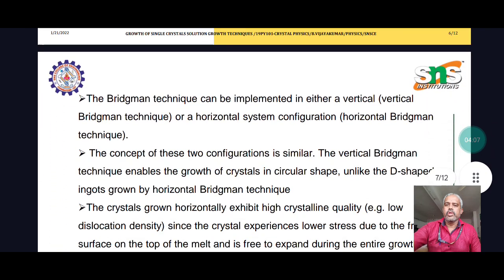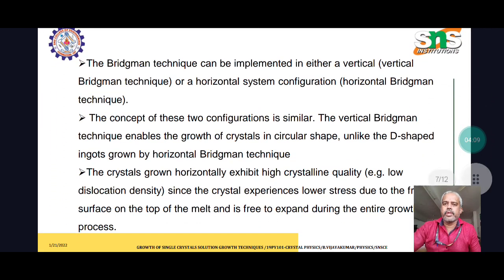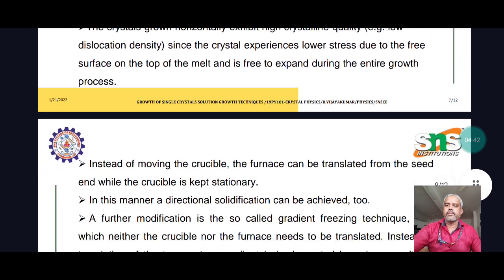This technique can be implemented in either vertical or horizontal system configurations. These two configurations are similar. In the vertical Bridgman technique, the crystal grows in a circular shape, unlike the D-shaped crystals grown by horizontal techniques. They exhibit high crystal quality, with low dislocation density created by these techniques.